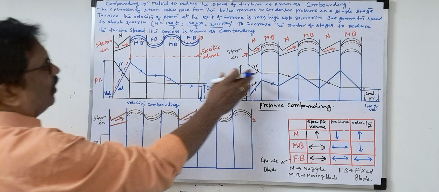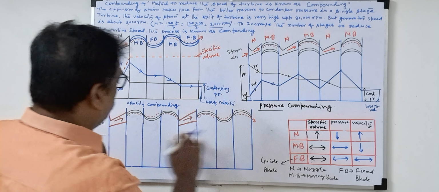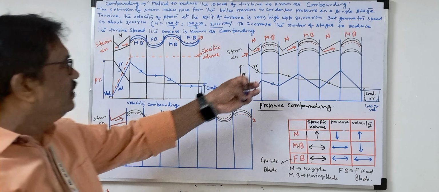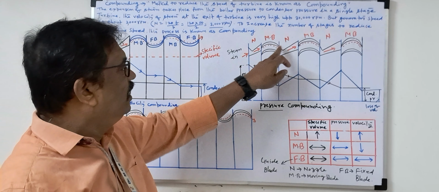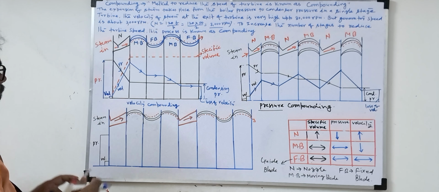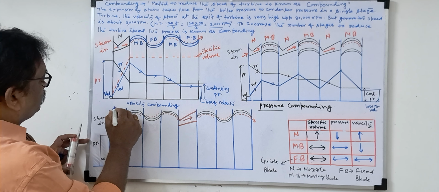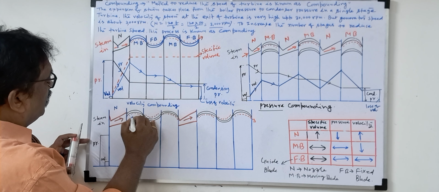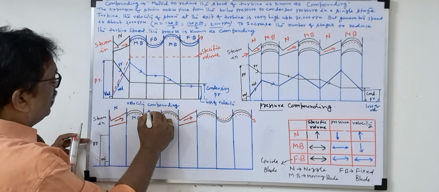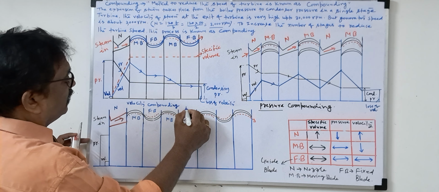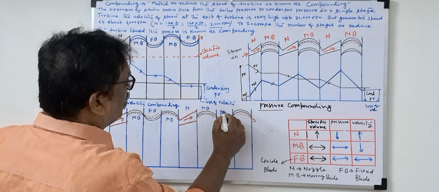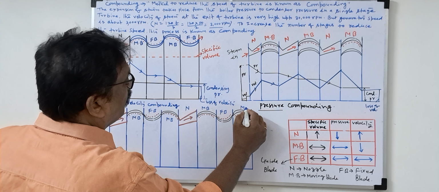Now what will we do? We will combine both, pressure and velocity. From velocity compounding you see fixed blade, moving blade, fixed blade, moving blade. Here, nozzle and moving blade. Now what did I do here? This is the nozzle. This is the moving blade. This is the fixed blade. Again this is the moving blade, again this is the nozzle: one set, one stage. Again moving blade, this is called the fixed blade, again the moving blade.